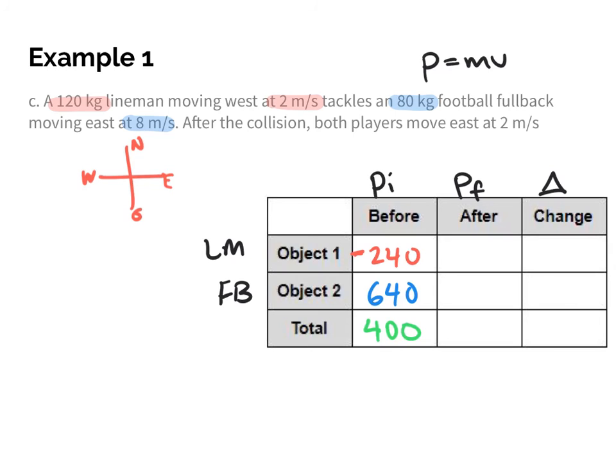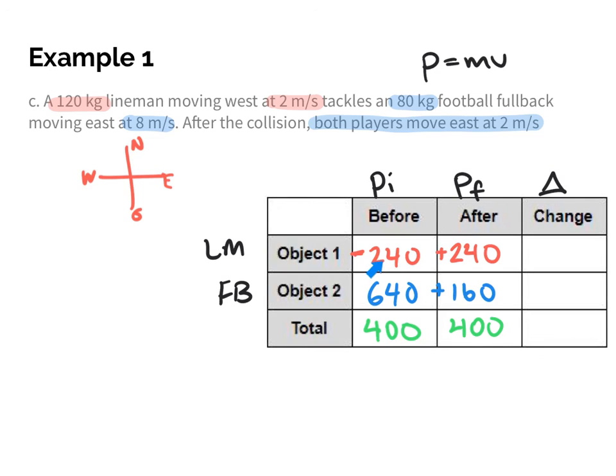Okay, so afterwards it says that combined, both players are going to move east at 2 meters per second. So the lineman is going to move at 2 meters per second, so it'd be 120 times 2. So again, that's going to give you 240 units. And the 80 kilogram fullback is also going to be moving at 2 meters per second, so 80 times 2 would give you 160. Know that both these numbers, it says it's east, so they're both going to be positive values. So when I add those together, again, I'm going to get 400 units of momentum. So again, what this is showing is the momentum that I have before is going to equal the momentum I have afterwards.